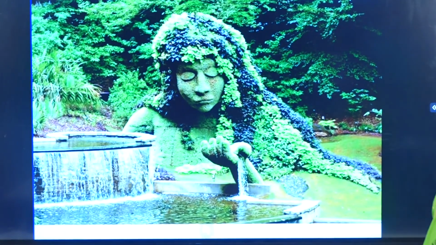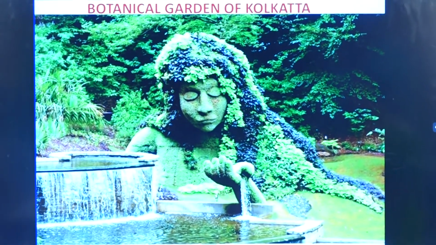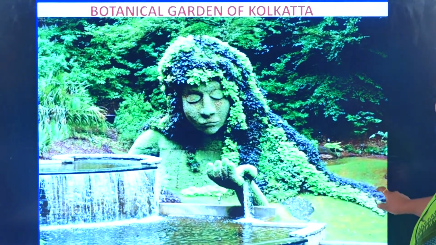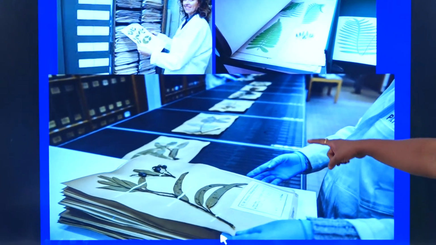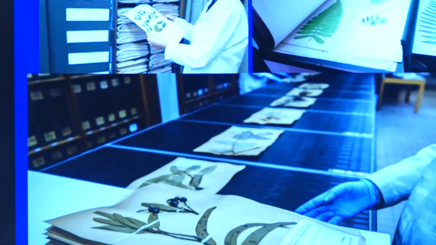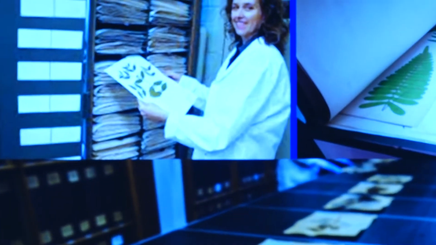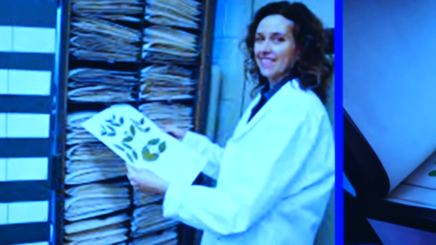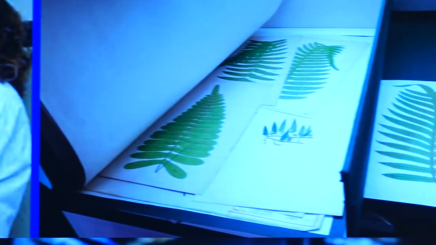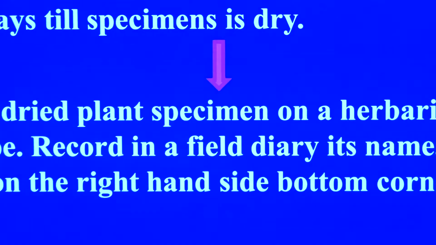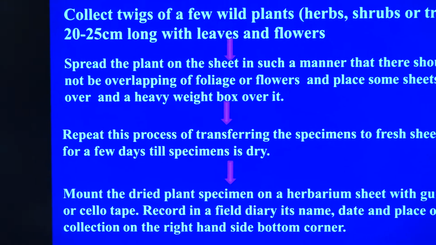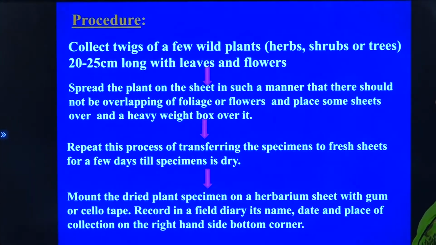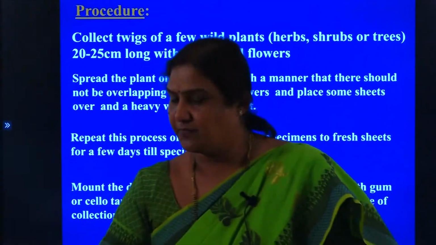So the picture behind here is the Botanical Garden of Kolkata. Well children, see here how beautifully the museum has the files of this herbarium. See here, the plants have been preserved here. See, there is a file that has been made. And how to do this? Collect the twigs of a few wild plants, herbs, shrubs or trees. See here, we have this.